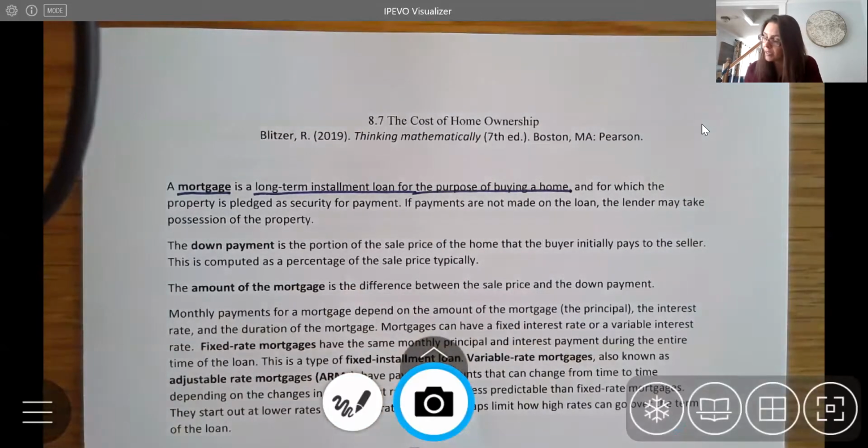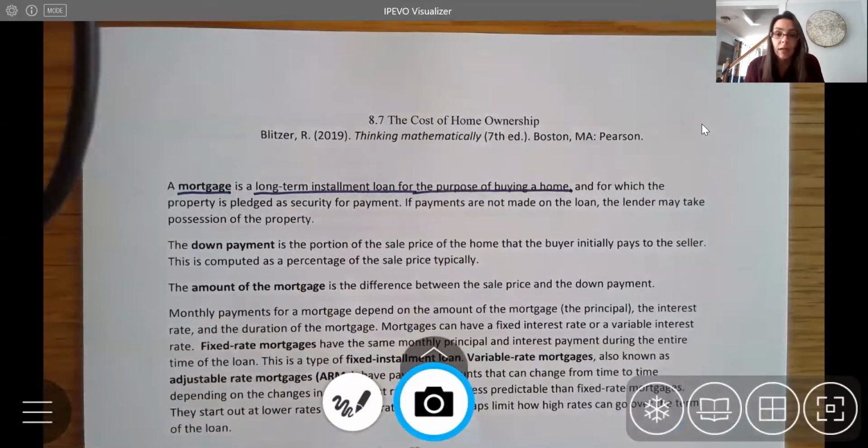And what happens is the property is pledged as security. So if you don't make payments on the loan, then the lender may actually repossess your house, right? So if you stop paying the mortgage, then the bank can take your house away. So that's basically what it says. Your house is your security for the payment for the loan.